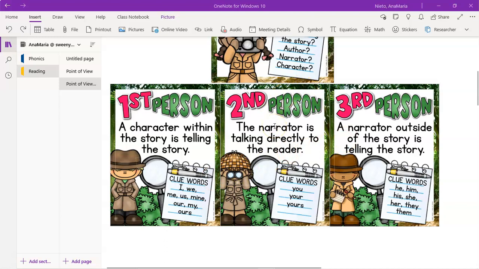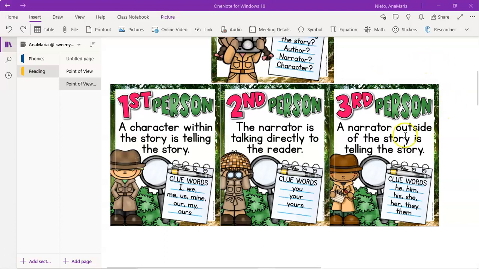Second person is the narrator is talking directly to the reader. So it's not the character, it's the narrator, it's the person who is narrating the story is talking to us. So they're going to use words like you, your, and yours.